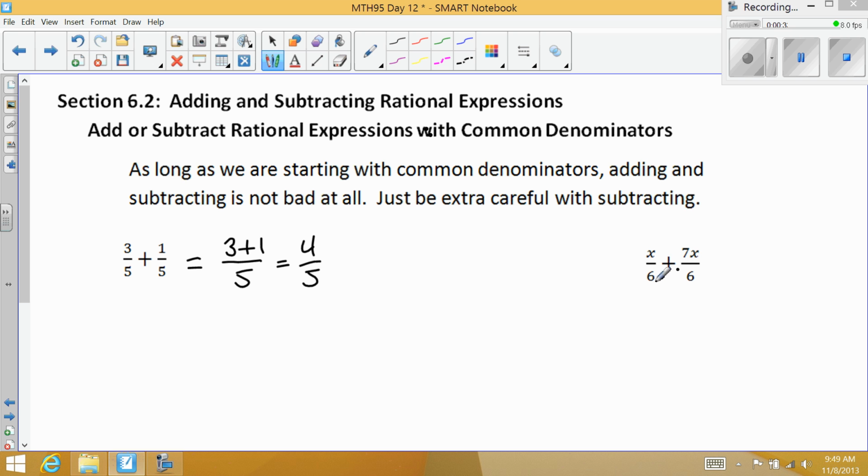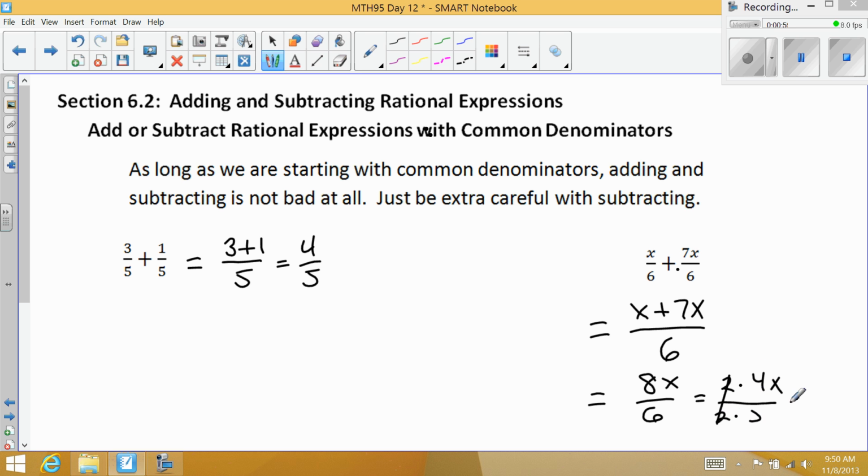The same rule applies when we're working with expressions rather than fractions. If we have x over 6 plus 7x over 6, the common denominator is 6. We can add the numerators, keep the common denominator. The numerators are like terms. 1x plus 7x is 8x. And then if possible, we reduce. 8 is 2 times 4x. 6 is 2 times 3. We can reduce. And our final rational expression is 4x over 3.